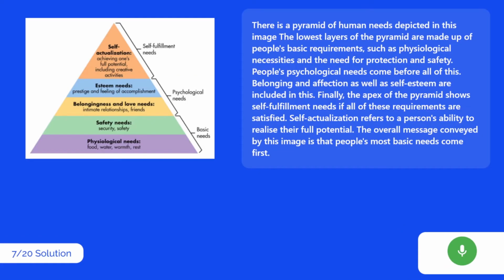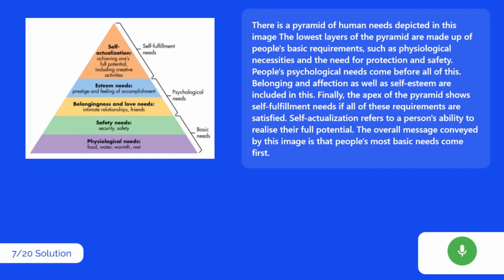There is a pyramid of human needs depicted in this image. The lowest layers of the pyramid are made up of people's basic requirements, such as physiological necessities and the need for protection and safety. People's psychological needs come next. Belonging and affection, as well as self-esteem, are included in this.